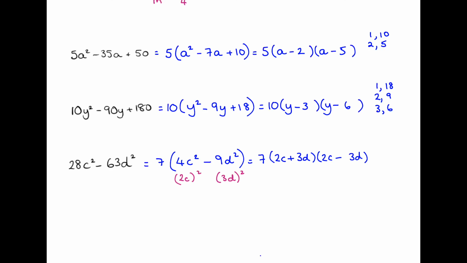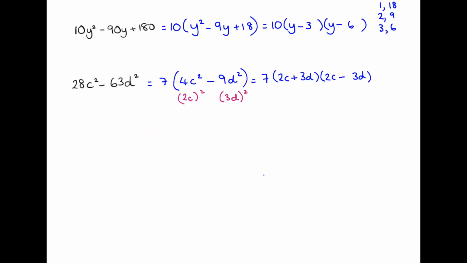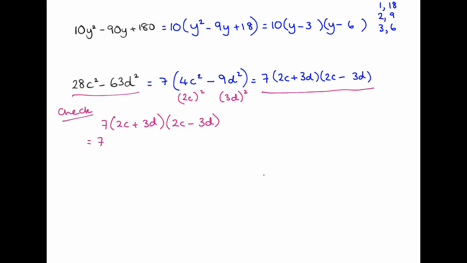Okay, I just want to show you now, before we finish, that you can always check your work, and we're going to do that with this last one here. So we're going to start with this, and we're going to multiply it all out and check that we end up with that. Okay, so we're starting with 7 bracket 2c plus 3d times 2c minus 3d. So what to do is we're going to multiply out the brackets, leave the 7 on the outside just now, and then we'll multiply through by 7 when we've finished.